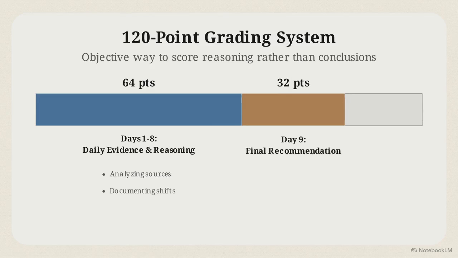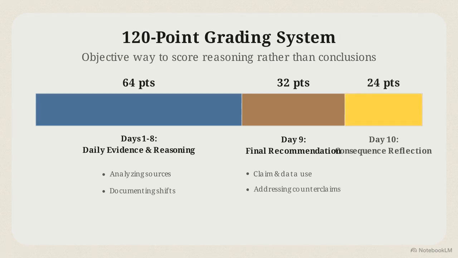The final Day 9 recommendation is worth 32 points. This scores their claim, their use of data, and how well they addressed counterclaims. The final 24 points come from the Day 10 reflection, where students interpret the feedback on their consequence card and examine their own thinking process.